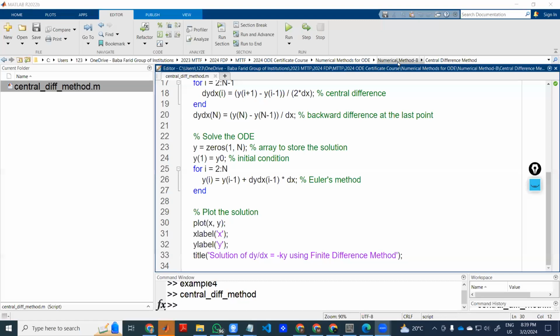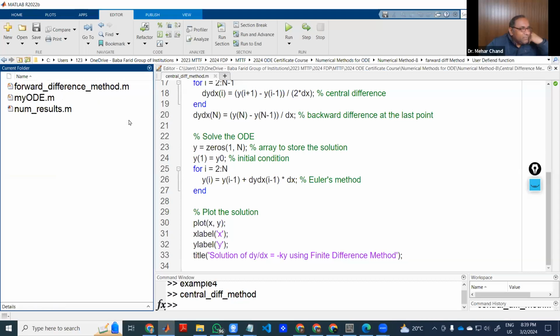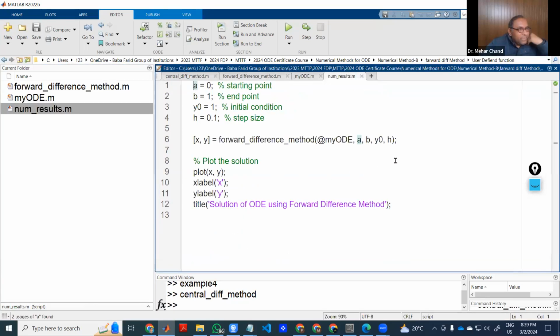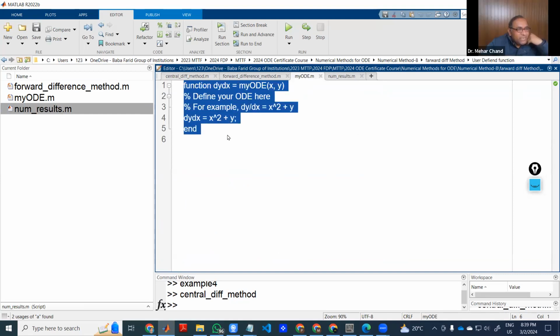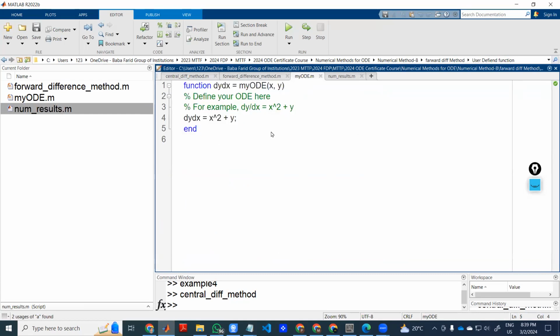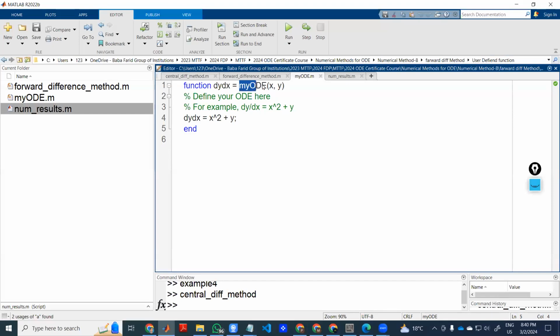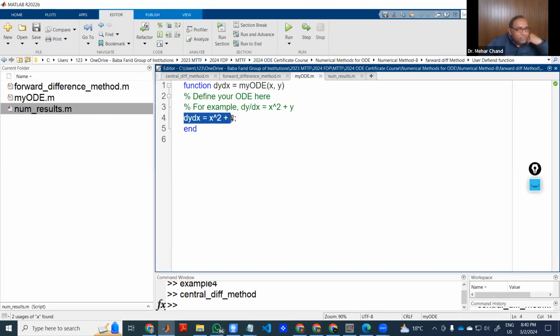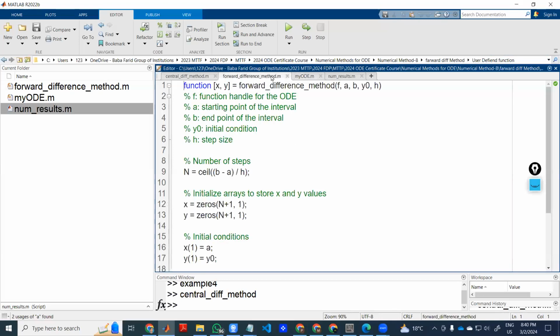Okay, I am sharing my screen. Here is the user defined program. So this is the differential equation, my ODE. This is the function of the differential equation, and dy upon dx is equal to x square plus y. You can take any equation at this place.